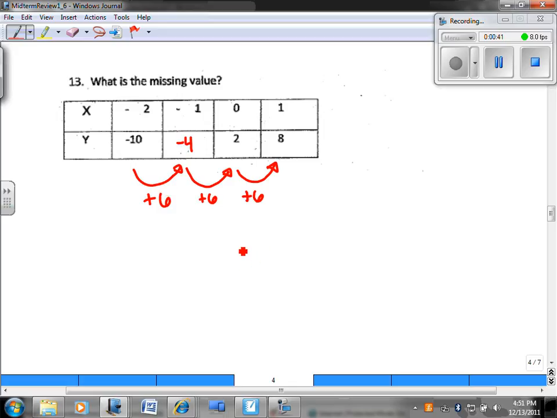From this table, we could easily write a linear equation. It does not ask us to, but let's just see what we would do. We'd have y equals 6x, because the growth factor is 6, it's adding 6 each time, plus 2, because figure 0 is 2.